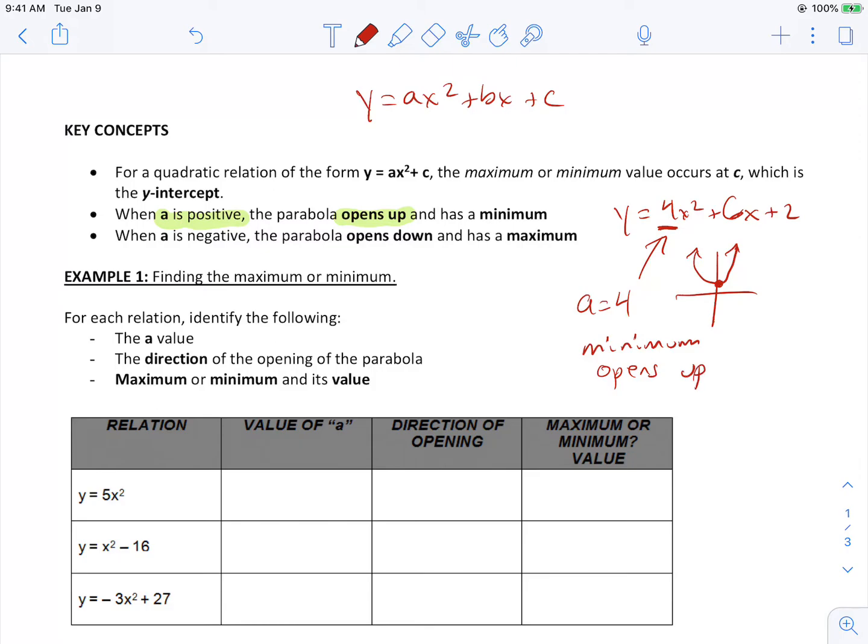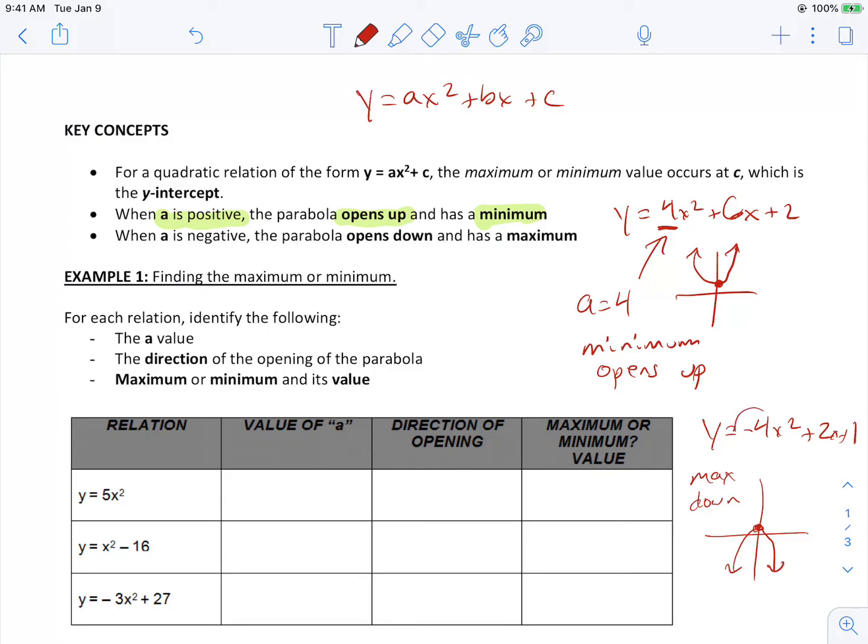And I summarized that all for you right here. A is positive, opens up, it's got a minimum. Now, if a was negative, so I had y equals negative 4x squared plus 2x plus 1, now I might have something that looks like that. And now take a look at my vertex point. Is that a maximum or a minimum? Well, that's kind of the top of our cliff. That's a max value, and it opens down.